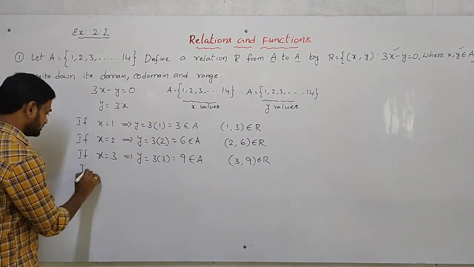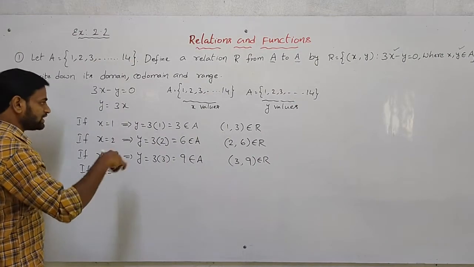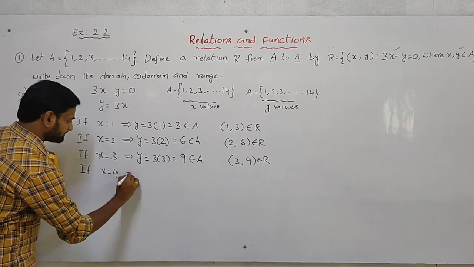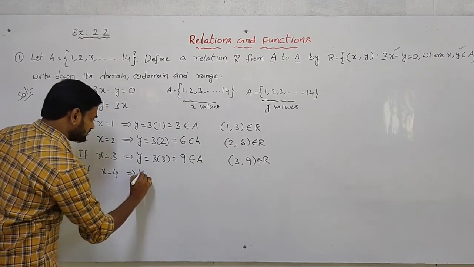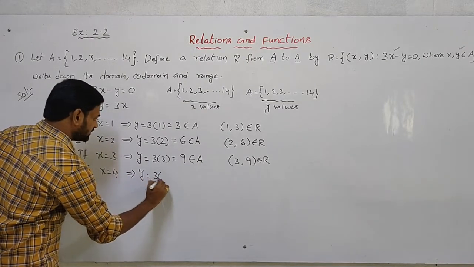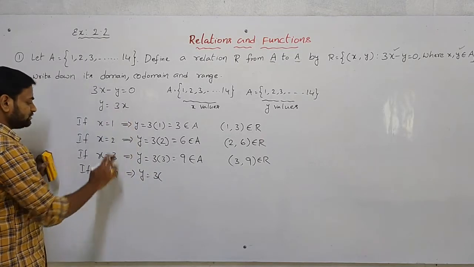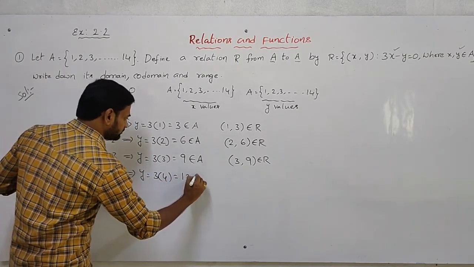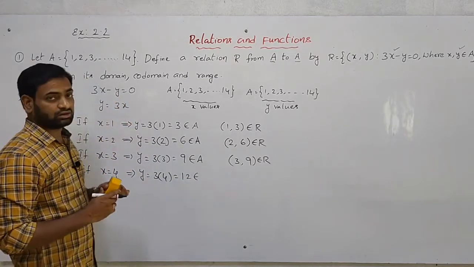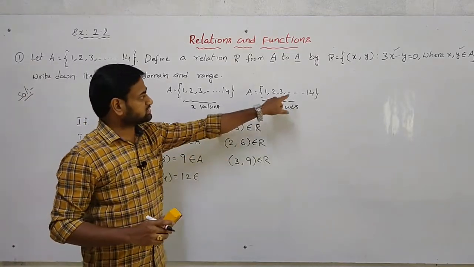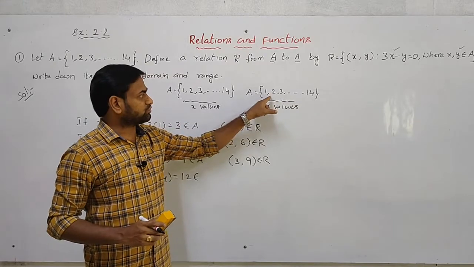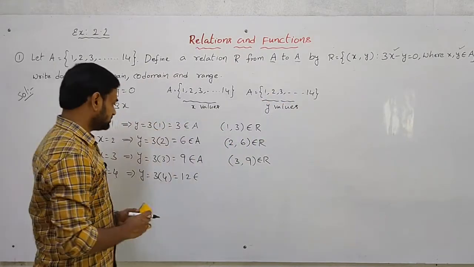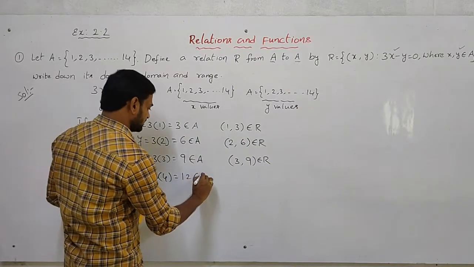Next, if x equals the next value after 3, that is 4. What is the y value? That is 3 into x. The x value is 4, so 3 into 4 is 12. Is this 12 in A or not? Yes, it is in A. A values are 1, 2, 3, 4 up to 14. So 12 is in A.